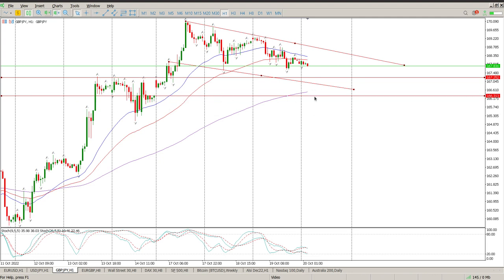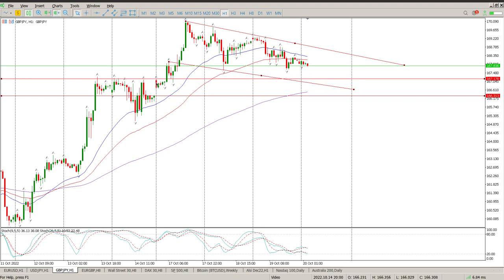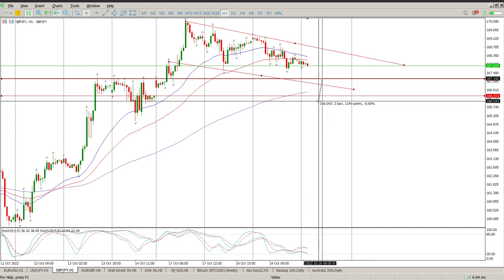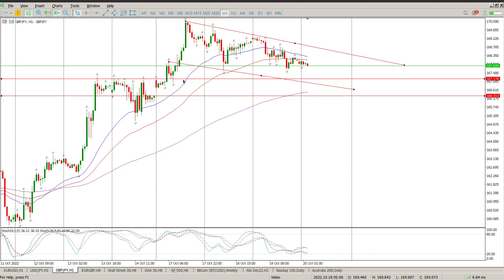So somewhere around here, 163,300 would definitely be a half decent area to look for opportunity, but we will probably more than likely bounce off this area here, which I would also sort of look at. So I want to see what our... it's quite big, 1,100 points, but this is definitely the area we need to pay attention to. 167,178 as well.